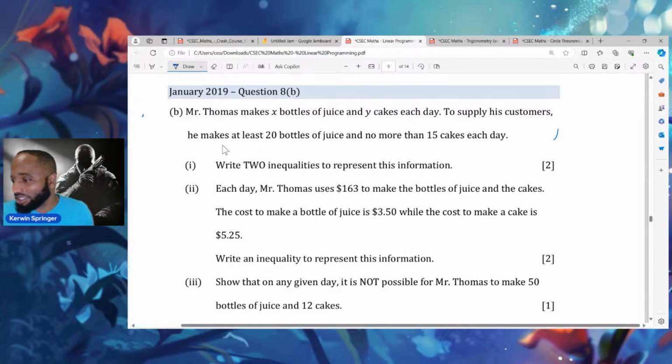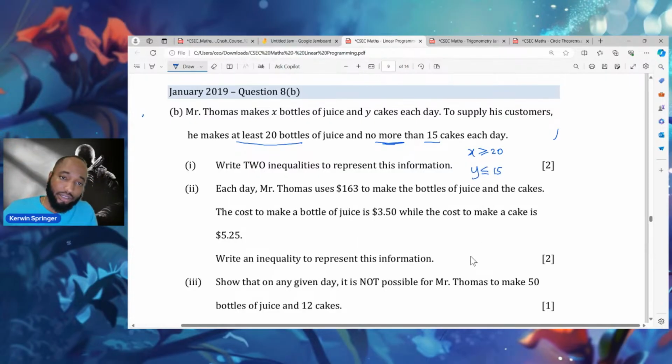All right. So he makes at least 20 bottles of juice. So X must be more than or equal to 20. X is juice, sorry. But he cannot make more than 15 cakes. No more than. He could make 15, but not more than. So Y must be less than or equal to 15. Say Y in the chat if you understand that.